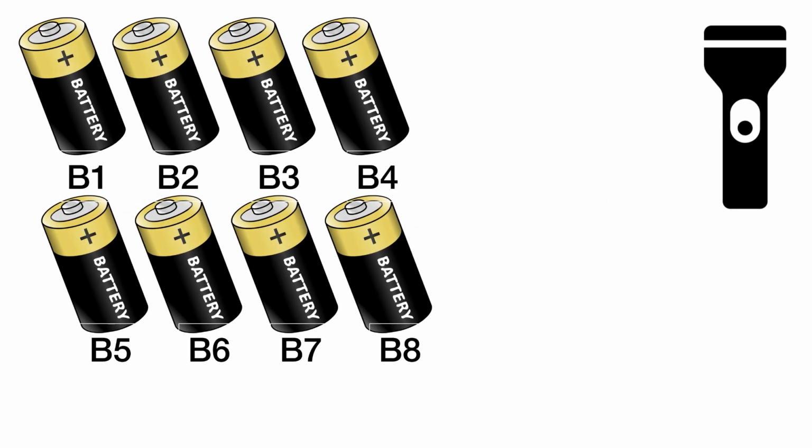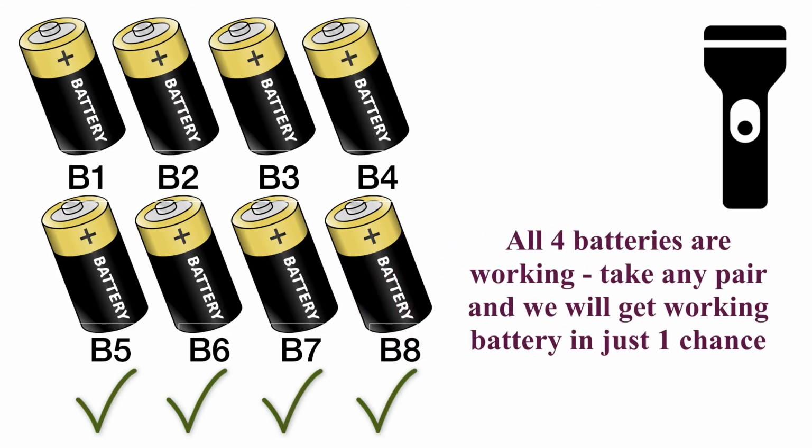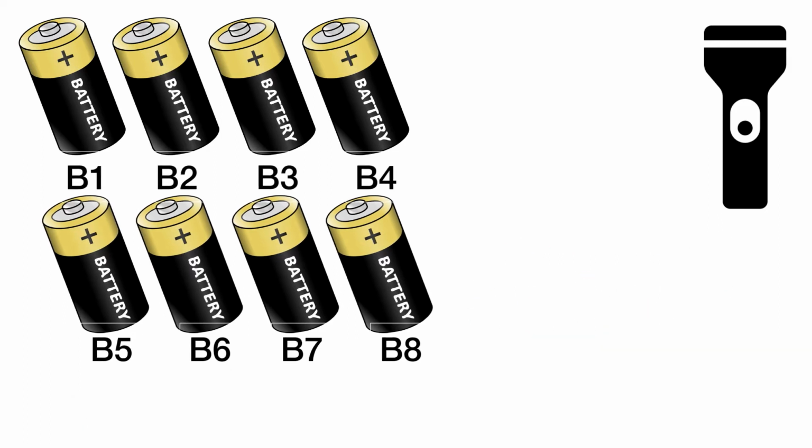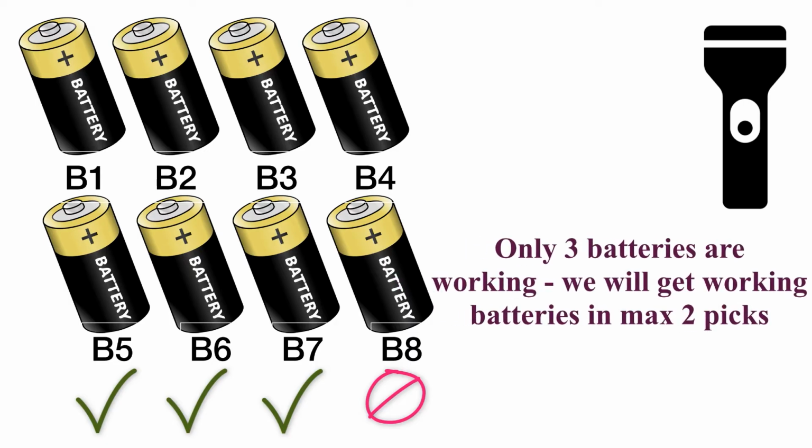Now let's group the batteries in 2 groups of 4. There can be these cases in a group of 4. If all 4 batteries are working, then take any pair and we will get working batteries in just one chance. If only 3 batteries are working, we will get working batteries in max 2 picks.